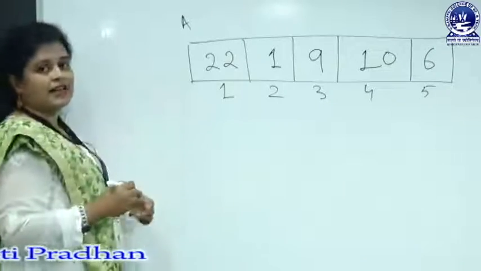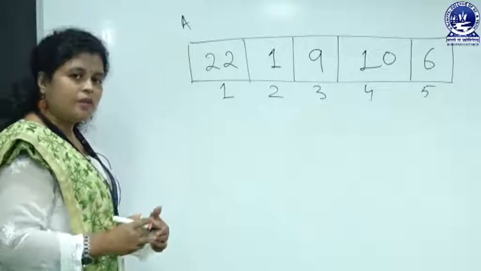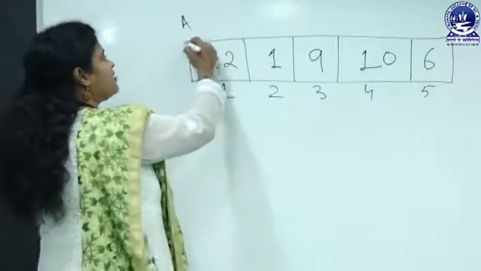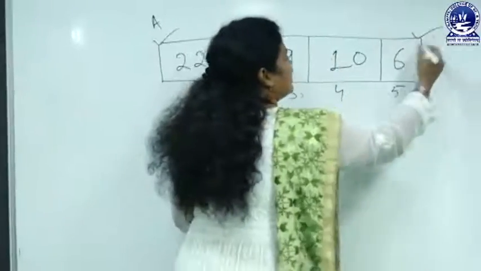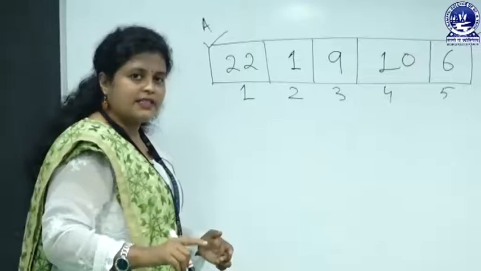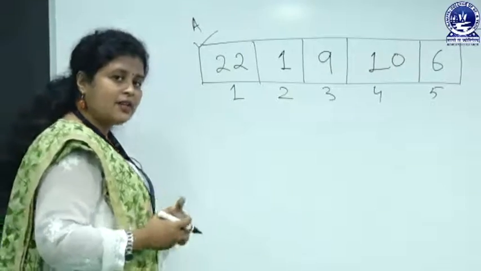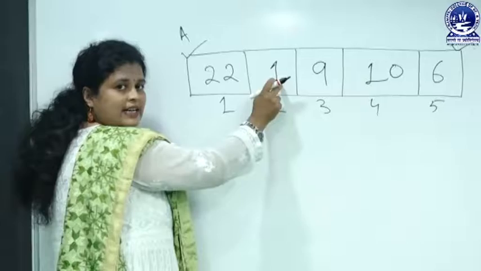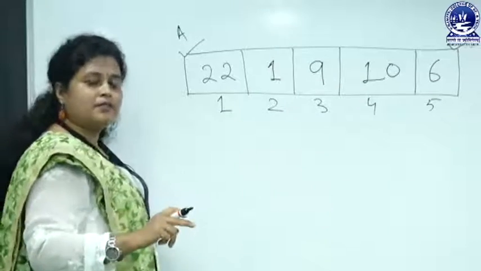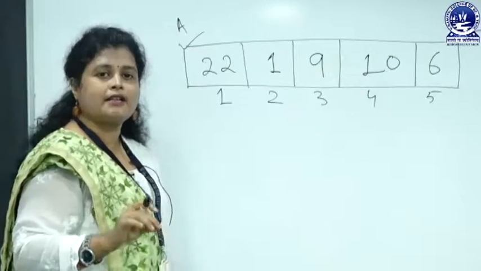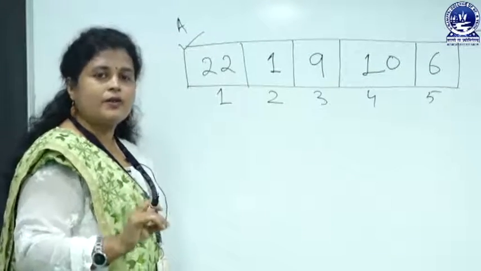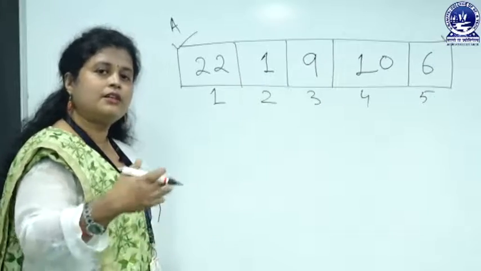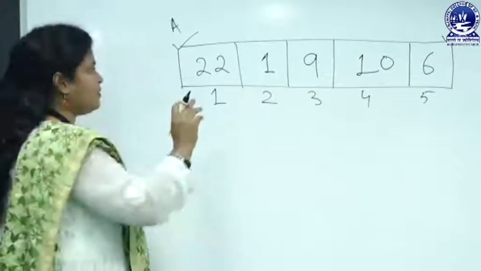When you start bubble sort, the loop will start from the first location till the end one. At the first iteration, how will it work? It will compare the first element with the second element, and let us assume that we are sorting in ascending order, so from the lowest value to the highest value.